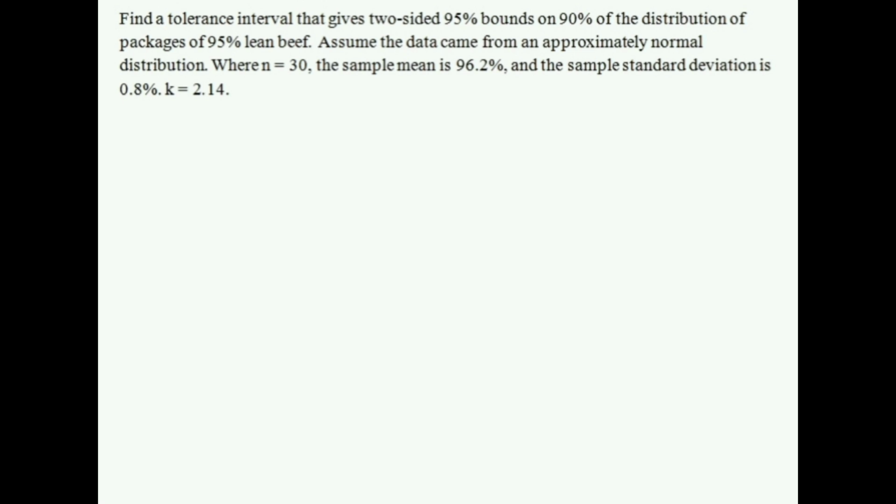An example is to find a tolerance interval that gives us two-sided 95% bounds on 90% of the distribution of packages of 95% lean beef. Assume the data came from an approximately normal distribution where the sample size is equal to 30. The sample mean is 96.2% and the sample standard deviation is 0.8%. Also, K is equal to 2.14.